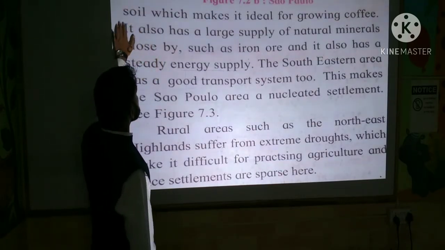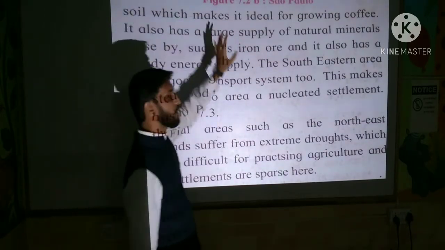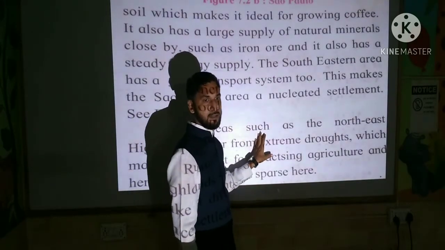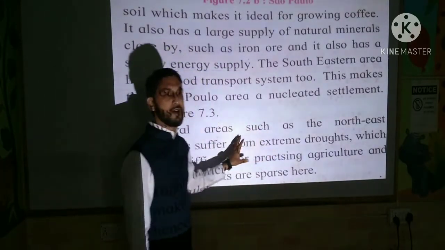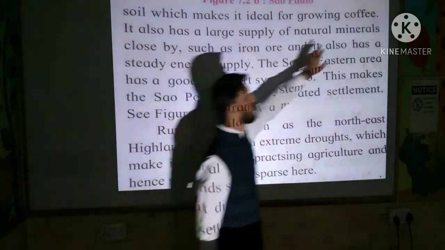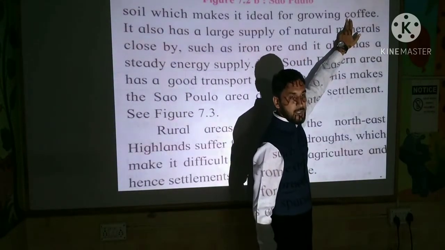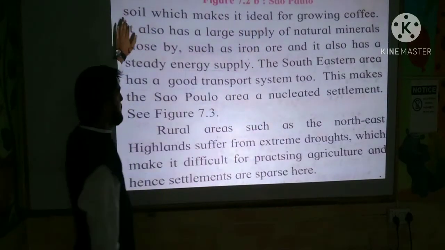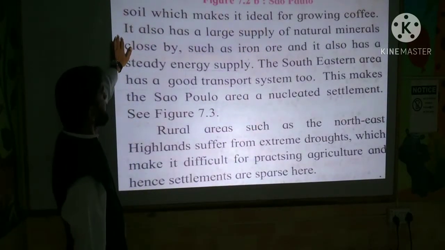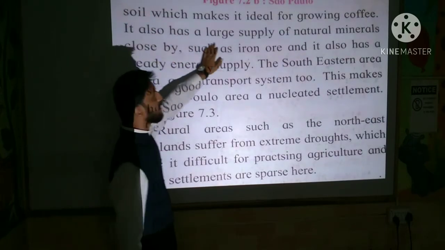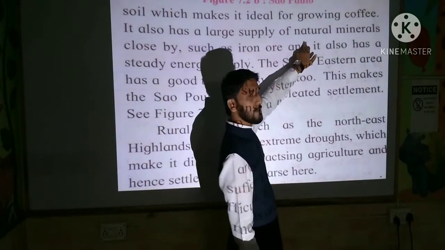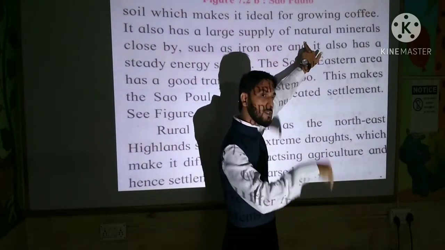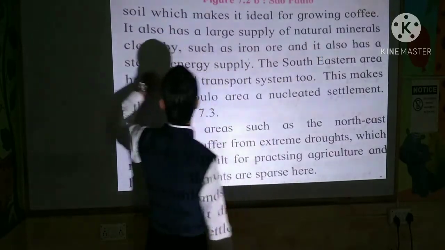It means, students, the first point is the soil of this coastal region. In this coastal region, the soil is suitable for coffee plantation. So population automatically developed here, settled, and development took place. The second point is that it also has a large supply of natural minerals. So natural minerals are easily available in this coastal region.